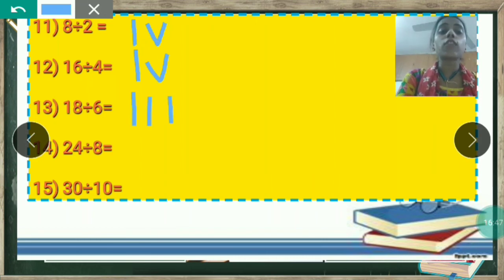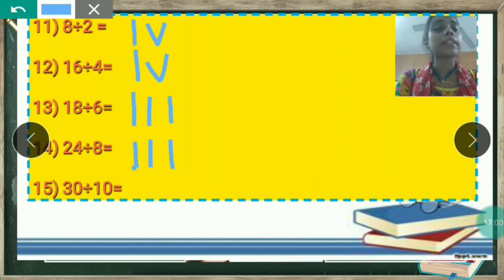Okay. Now, 24 divided by 8. How many times is 24 divisible by 8? 3 times. So, I will write here the answer in Roman, 3. Okay. Now, 30 divided by 10. How many times? 3 times. So, I will write here 3 again in Roman.